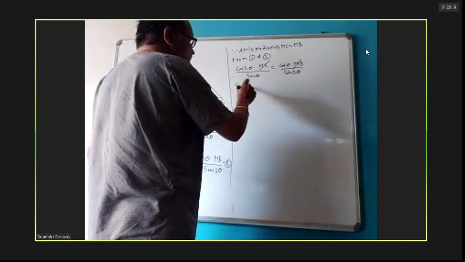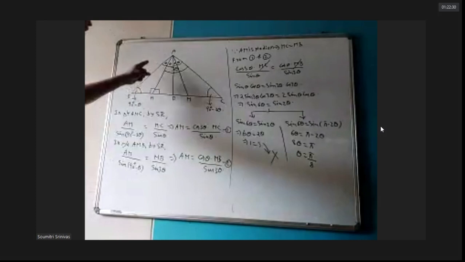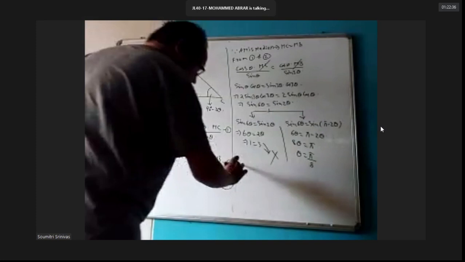Pi by 2 is 90. Pi by 4, where did I go wrong? Correct. Theta is 22.5. What is angle A? 22.5 into 4. Angle A is 90 degrees. One of the top problems of sine rule, a great application of sine rule.